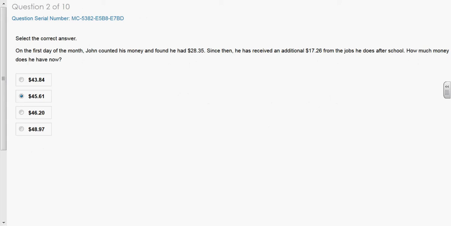On the first day of the month, John counted his money and found that he had $28.35. Since then, he has received an additional $17.22 from the jobs he does after school. How much money does he have now? So what we're going to do here is simply add the two amounts.